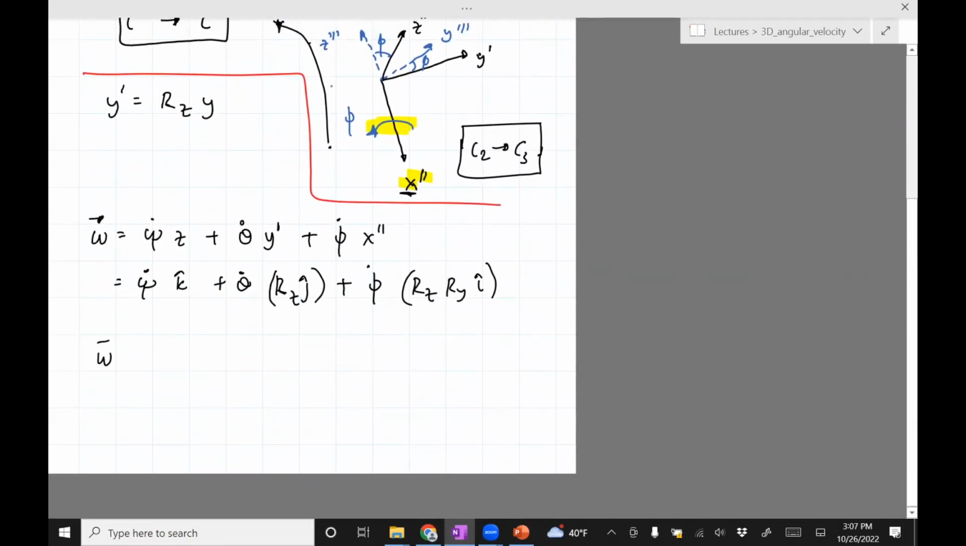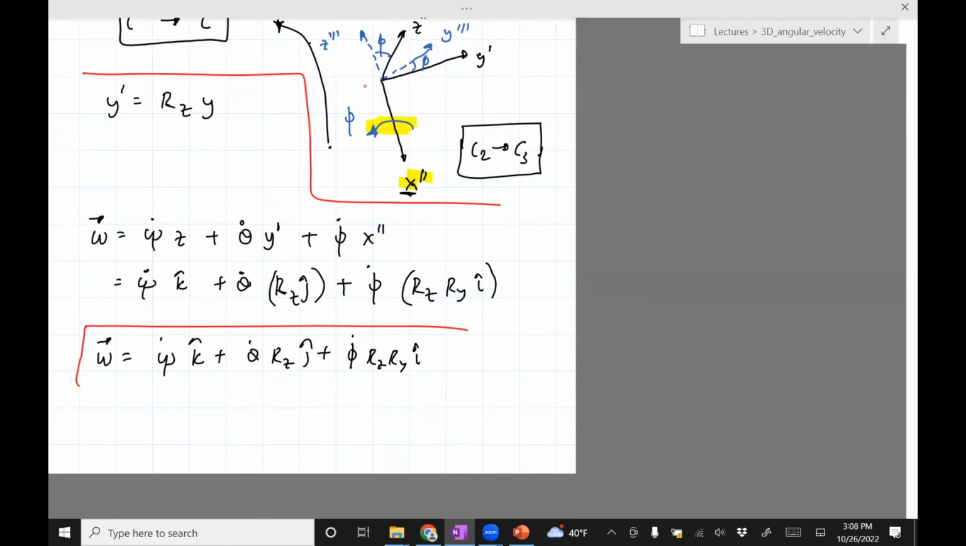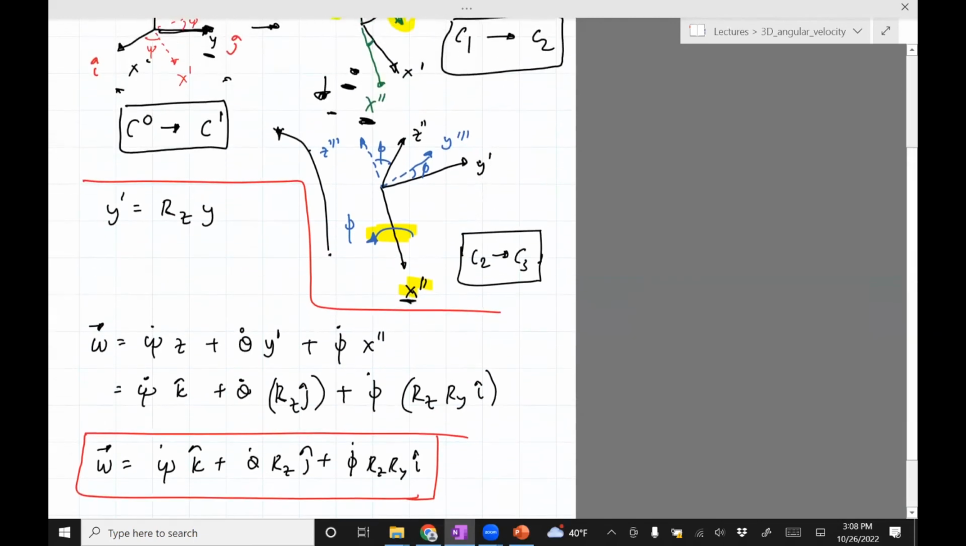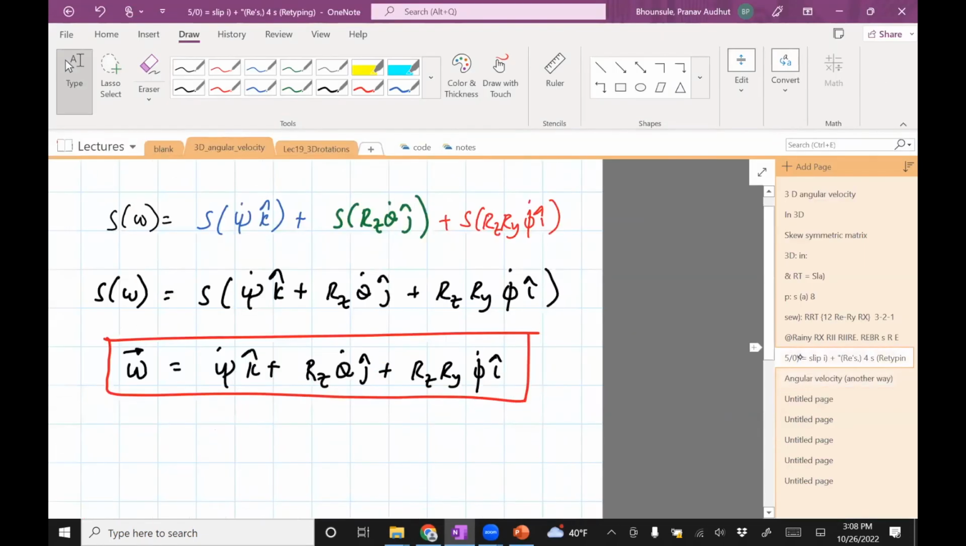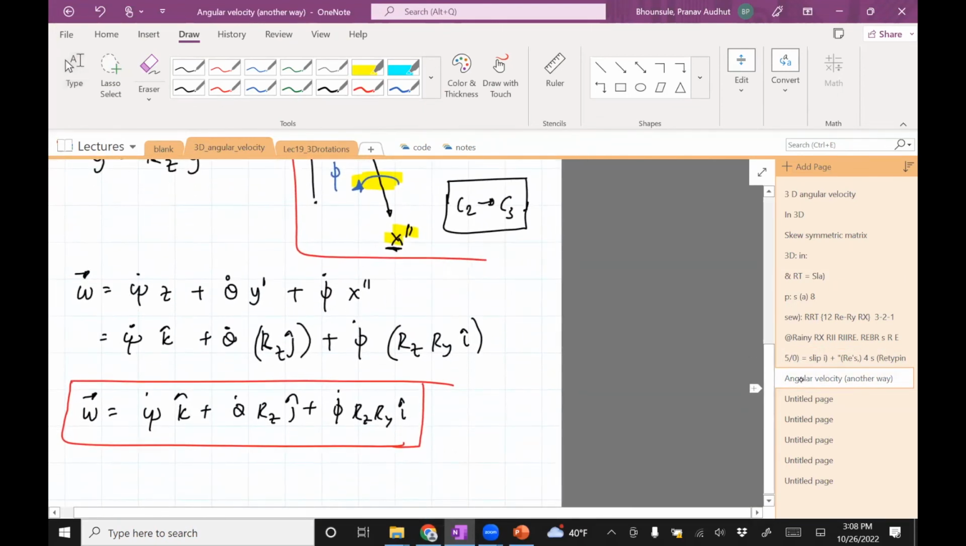Okay, so the angular speed is psi dot k plus, since theta dot is a scalar, I can keep it anywhere I want. Okay, and then you can check this with what I got earlier. Should be the same.